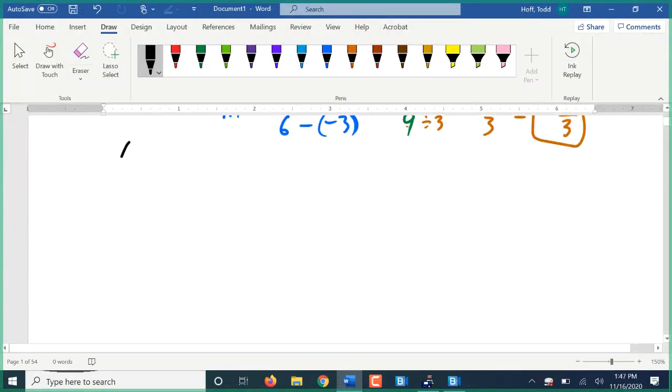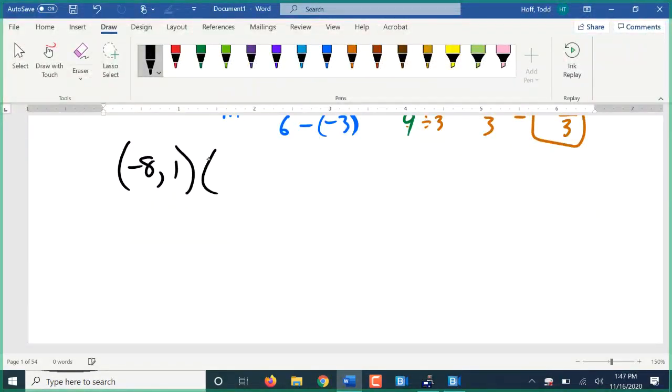In your notes, a little review, find the slope of the line between (-8, 1) and (4, 10). I'll give you a minute to find that slope, then we'll go over it.